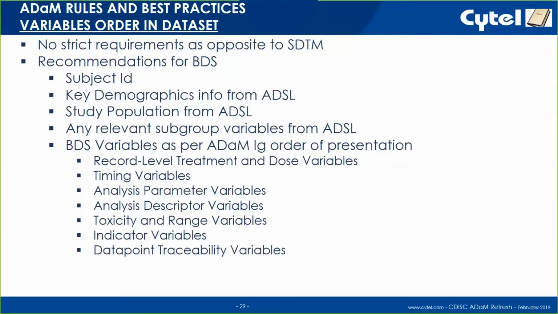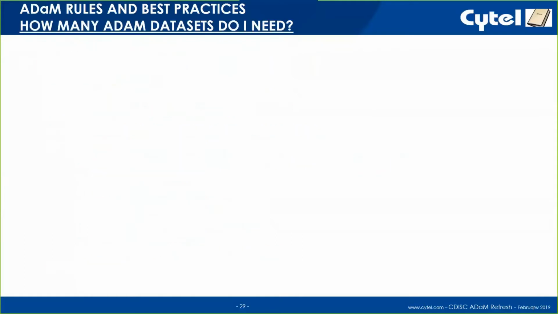So this is just a proposal on the order of the variables, depending on which category they belong to. There are sponsors that prefer, for example, for the BDS structure to have the parameter at the beginning, so you already know by opening the dataset that lines refer to the specific parameters, and then maybe afterward the population flags, and then all other descriptor variables coming from ADSL at the end. Sometimes there is some sponsor preference. That's my preferred ordering.